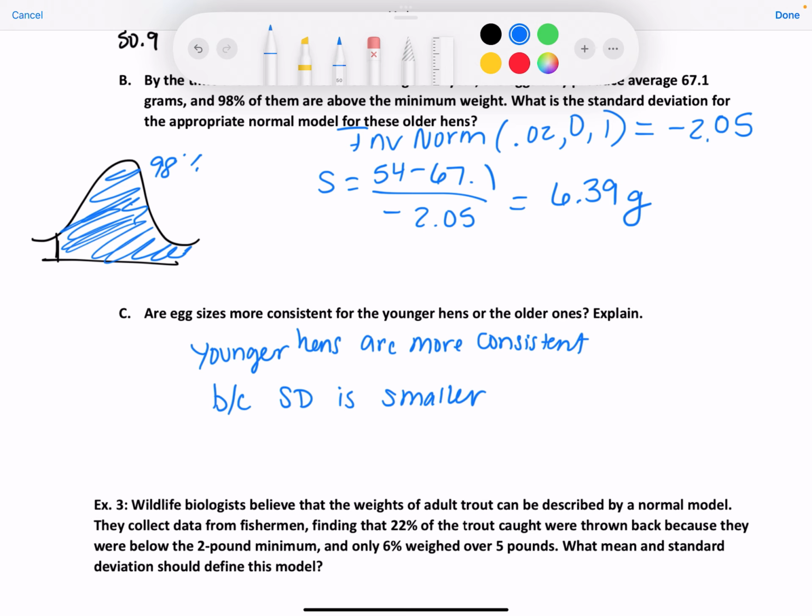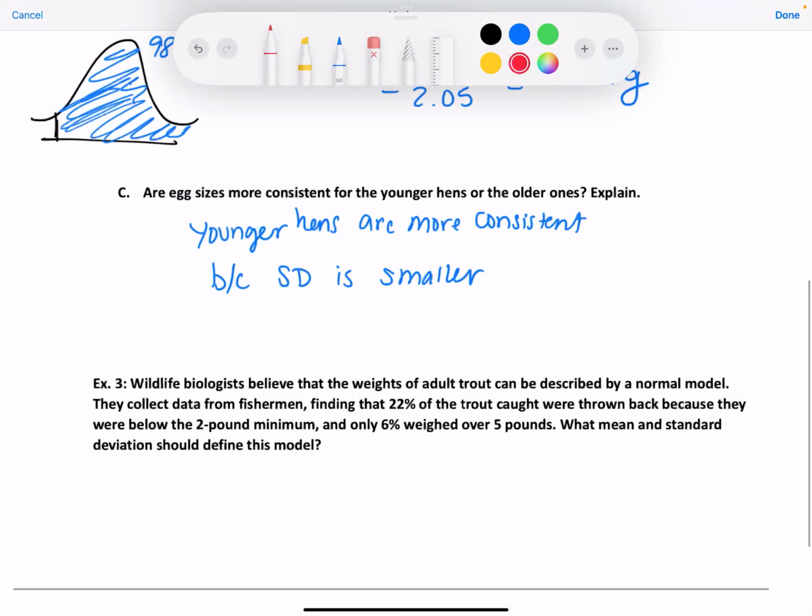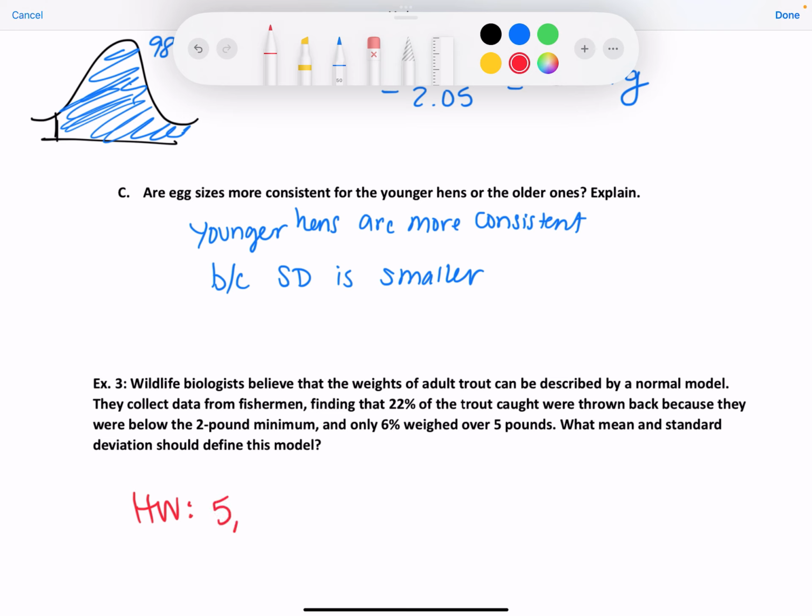Your homework problems, because I don't have them typed up, are all right. Are y'all ready to write them? Yeah. I'm just writing them at the bottom. Okay. All right. 5, 7, 11, 19, 21, 25, 27, 37, and 39.